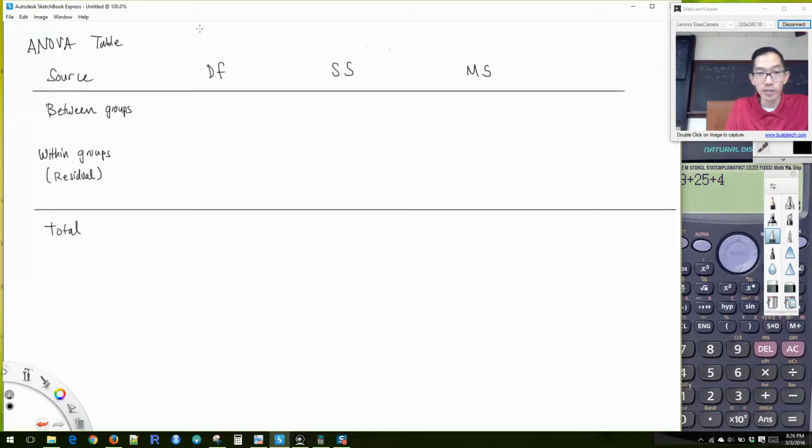And so I guess I'll write captions for these. Degrees of freedom, sum of squares, and this will be mean squares, and this will be called our, this is the F ratio.